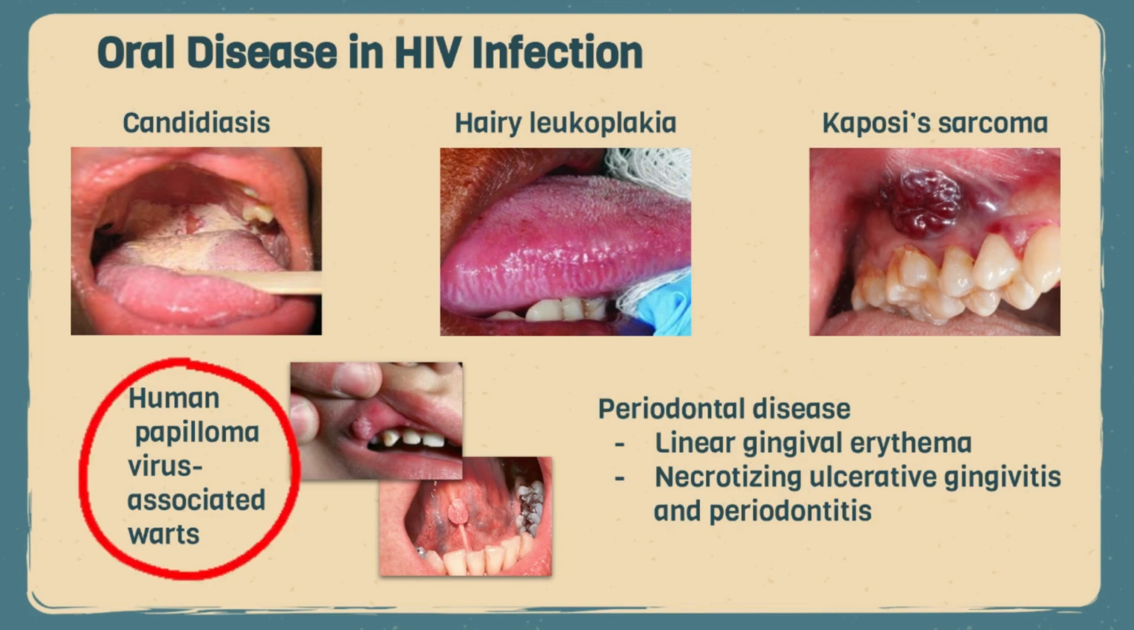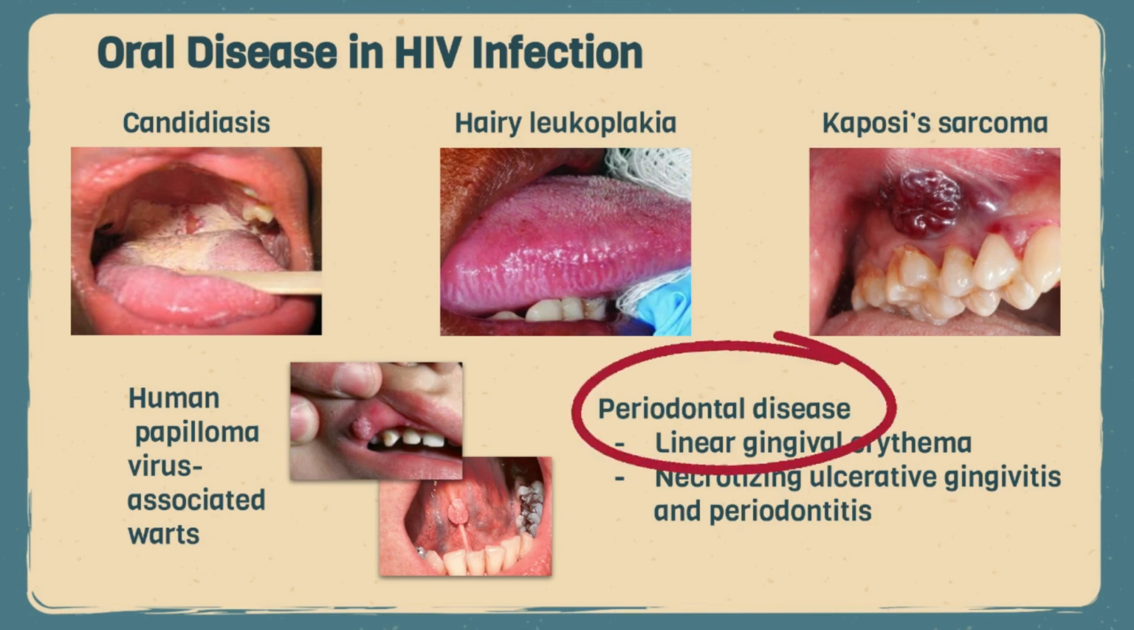Human papillomavirus-associated warts can also occur, such as verruca vulgaris and condyloma acuminatum that have already been mentioned in previous slides. Last but not least, periodontal diseases can also be associated with HIV infection and usually present as linear gingival erythema, necrotizing ulcerative gingivitis, or necrotizing ulcerative periodontitis.